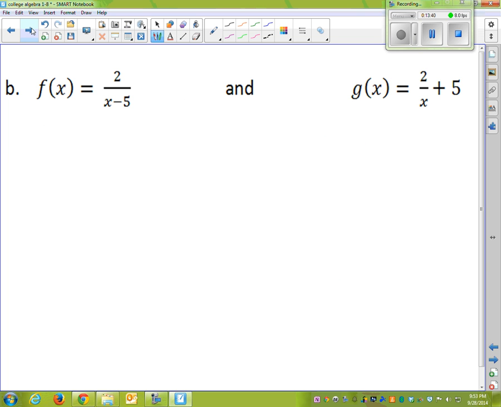So look at letter B. Let's go ahead and find the inverse, and then see if it matches the second function. Push pause while you do your work, and then resume play to check your answer.